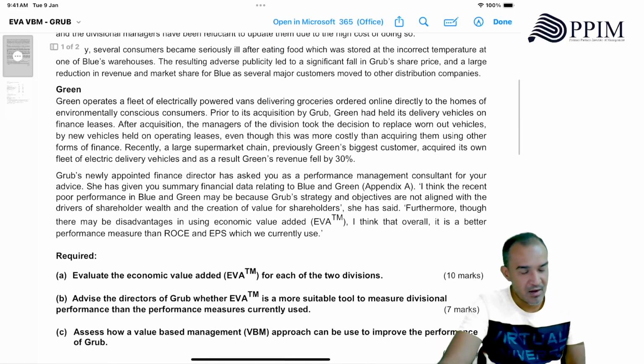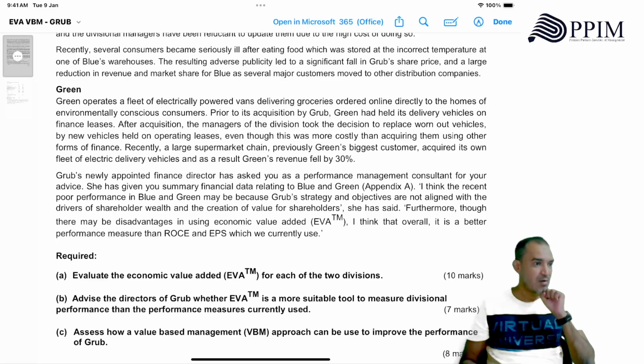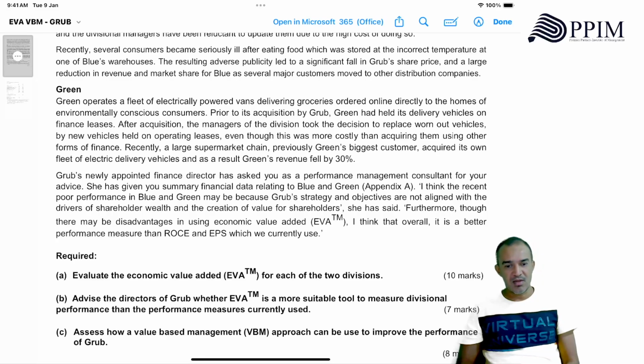Right, look at the last paragraph. The question is: advise the directors of G whether EVA is a more suitable tool to measure divisional performance than the performance measures currently used. What are the performance measures currently used? Exactly, ROC and EPS, right? There may be disadvantages in using economic value added, but I think that overall it's a better performance measure than ROC and EPS, which we currently use.